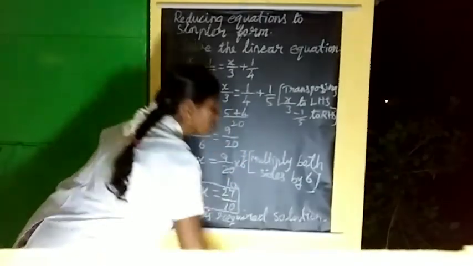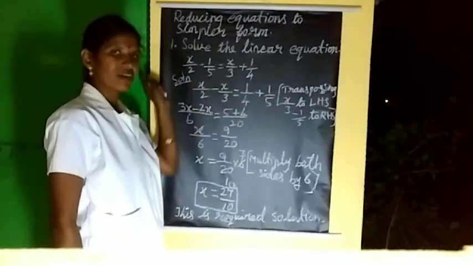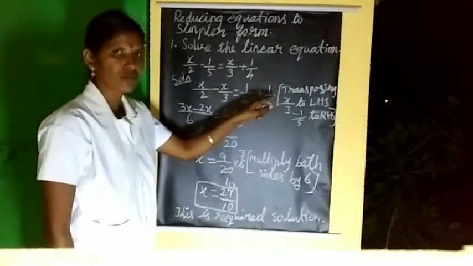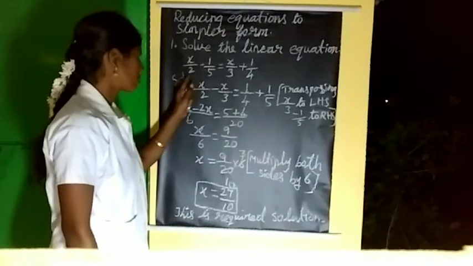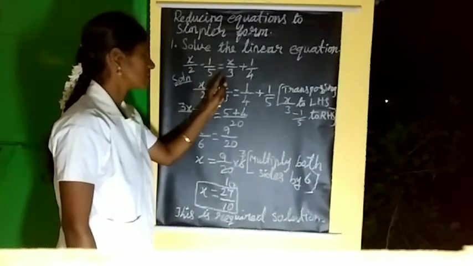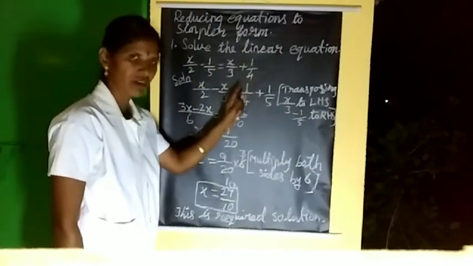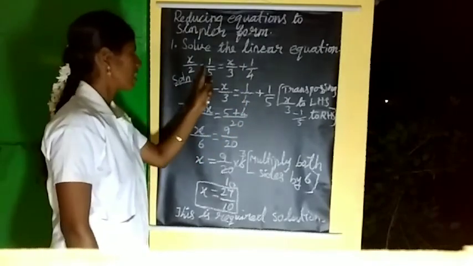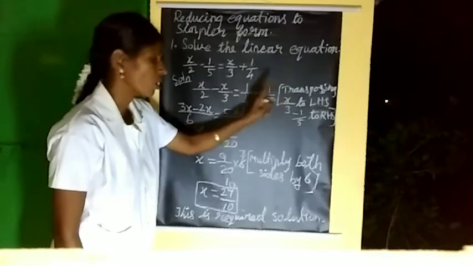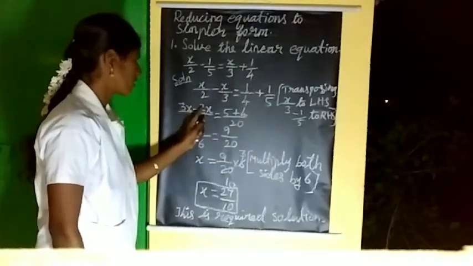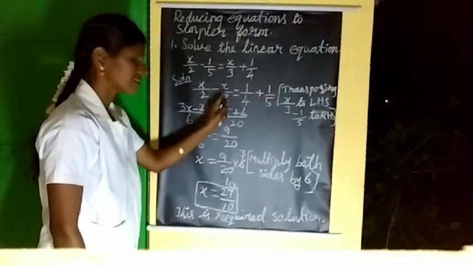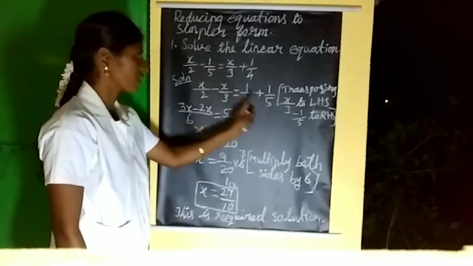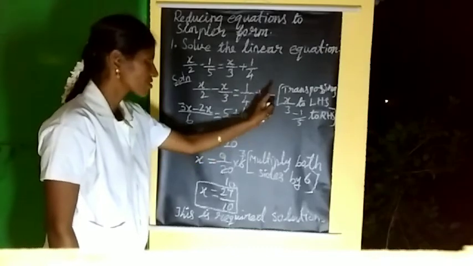So first we have to bring the variable to one side, LHS or RHS. The other side should be constant. Okay. So x by 2 minus 1 by 5 is equal to x by 3 plus 1 by 4 is in the question. So x by 3 we bring to the LHS and minus 1 by 5 we bring to the RHS. That is transpose. x by 2 minus x by 3 is equal to 1 by 4. This minus 1 by 5 becomes plus 1 by 5.